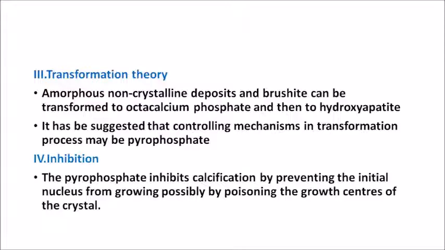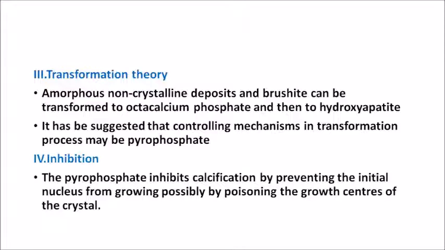According to this theory, some forms get transformed to form a crystalline calculus. So they say that the amorphous non-crystalline deposits and the brushite, which accounts for very little percent of the calculus, can get transformed to octacalcium phosphate and later to hydroxyapatite, and this transformation results in mineralization of calculus. And it is also suggested that pyrophosphate is a controlling agent for this transformation process.